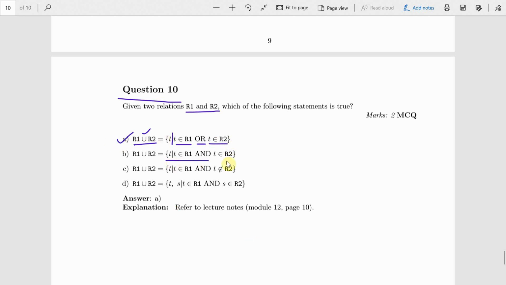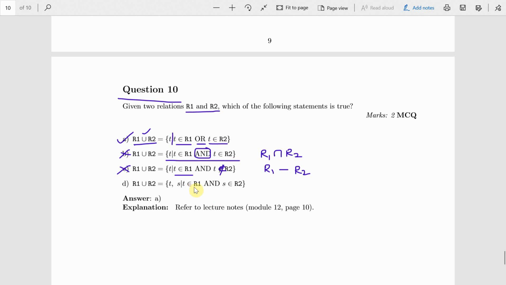But what does the right hand side of option B specify? T belongs to R1 and T belongs to R2. Between them we have an AND operation. In algebra we represent that with intersection. But on the left hand side it is given union, so it is incorrect. In the next option, T belongs to R1 AND T does not belong to R2. So what does it mean? The tuples belong to R1 but not R2. But not R2 we can specify using the minus operator. But here it is given union, so it is incorrect.